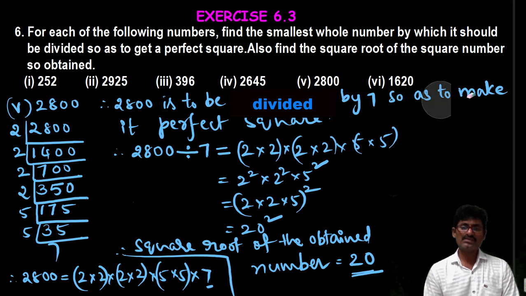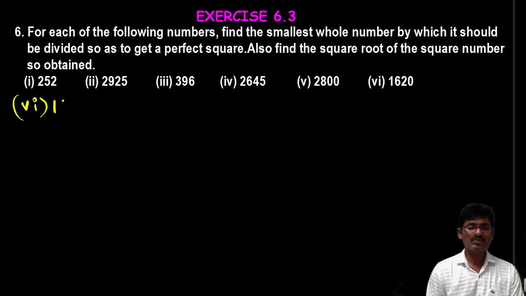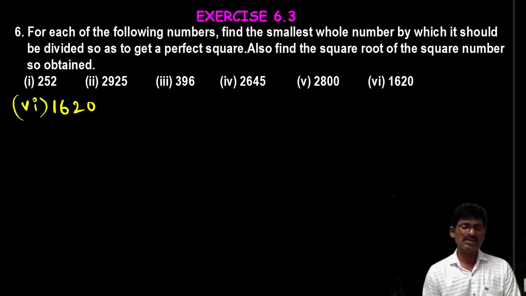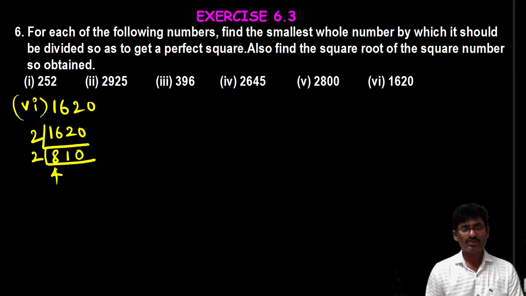Okay, let us go to the next problem. That is the last problem, the sixth problem, 1620. So let us divide this 1620 by 2. So 2 times 8 is 16, 2 times 1 is 2, then 0. So then again do with 2. So 2 times 4 is 8, 1 is there, 1 is not divisible by 2. So take 0 here and now take the next 0 also, that means that is 10. So 2 times 5 is 10.